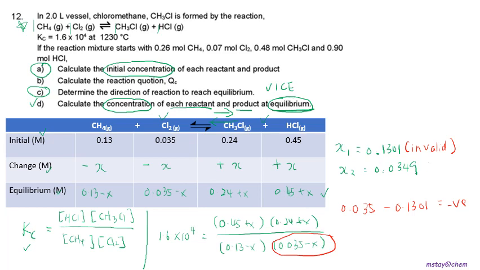Then we are going to use this value, 0.0349, which is valid, in all these calculations over here. And then we will notice at equilibrium, the concentration of CH4 is 0.0951 molar, and this one is 0.0001, and this one is 0.2749, and the concentration of HCl is 0.4849.